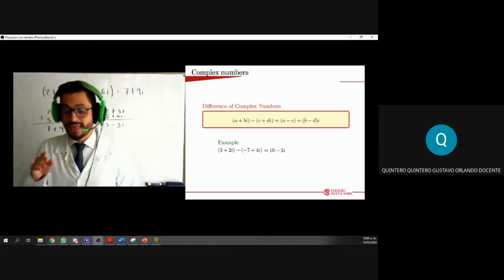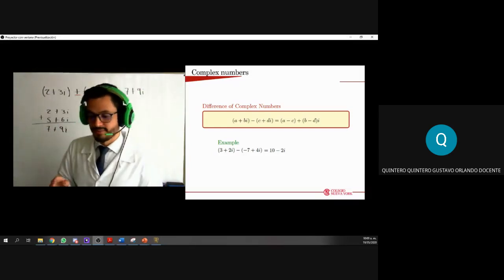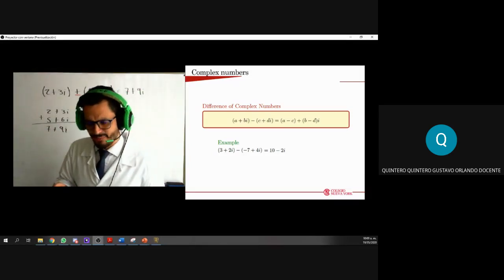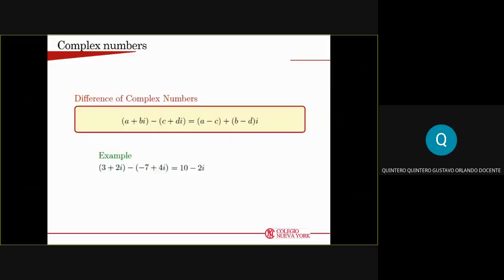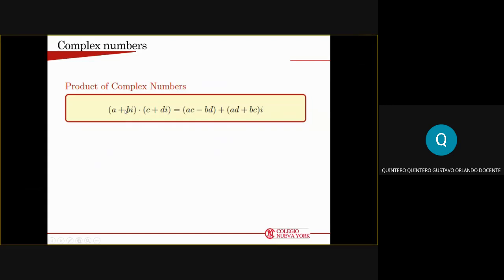Now, those were additions and subtractions. Can we do more? Can we do multiplication? Yes, we can. But I don't think we're going to do it today. Oh, man. Yes, we are. We are going to do it today.